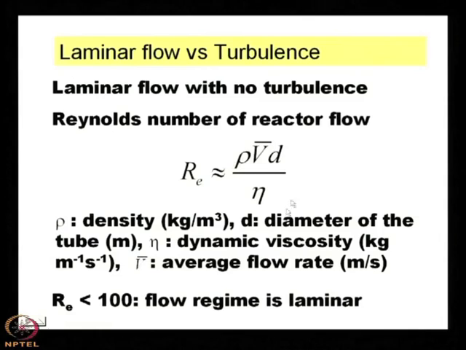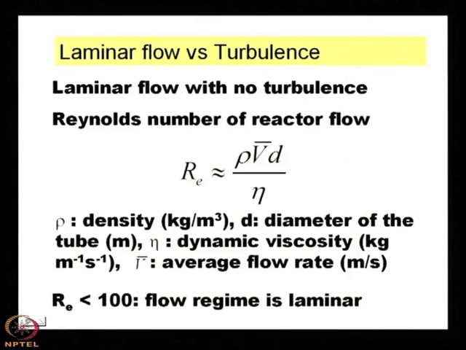And if you make a reactor, say you are making a reactor for silicon growth, let us take an example for silicon growth. So, you can calculate the rho of the gas mixture. What would be the gas mixture? Gas mixture will be silane and hydrogen. So, take silane and hydrogen and calculate the density. It is available in the literature. Then viscosity is also available in the literature. V bar is the average flow rate and d is the diameter.